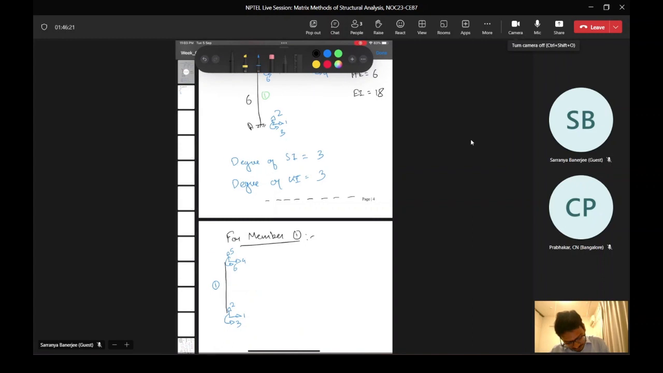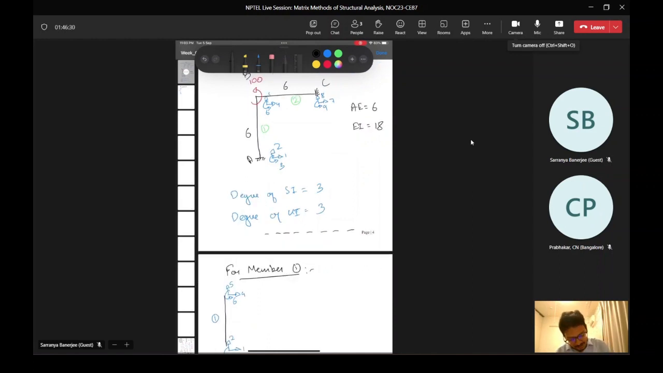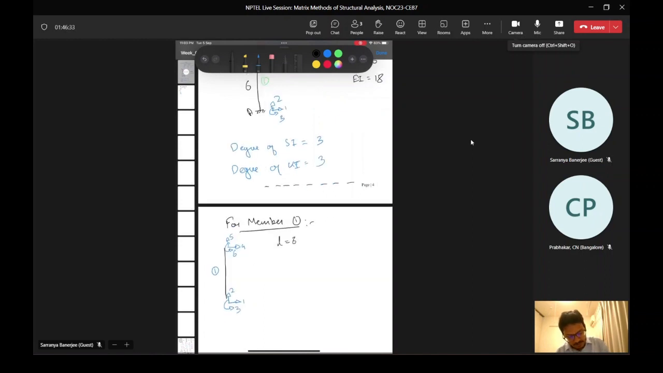Okay. So now, moving on to our assignment problem. Our element 1 was this, and element 2 was this. We know that L equals 6. How much is lambda x and lambda y for this vertical element? Which is the starting and final node? Yeah, 1, 2, 3, 4. A is the starting node and B is the final node. So lambda x is 0, yes, perfect, lambda y is 1, perfect.